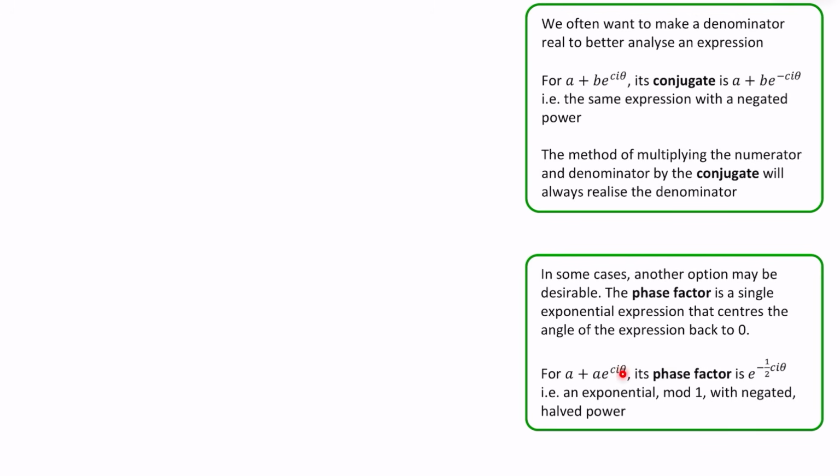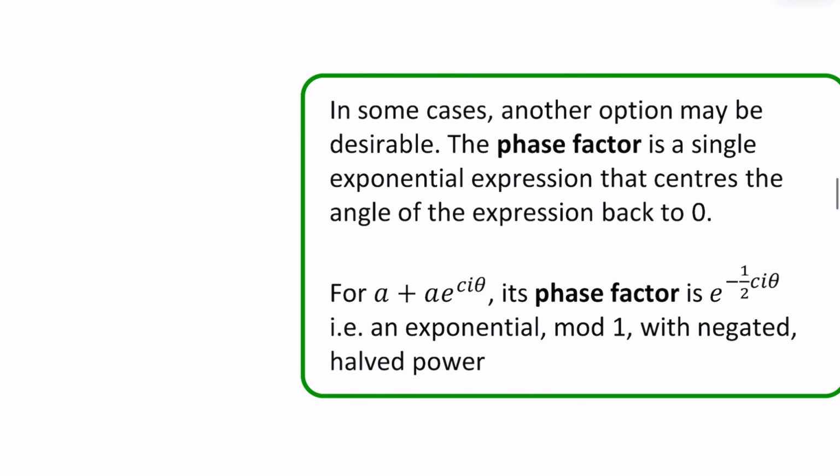So for this phase factor, what it actually ends up being is you just multiply by this, okay? So it's an exponential with modulus 1 with a negated halved power. So whatever this power is, you negate it, meaning negative to positive or positive to negative, and you half it. And I will show you what that does in just a moment. But it basically gives this one and this one the same power, but one is positive and one is negative. So you can use De Moivre's theorem.